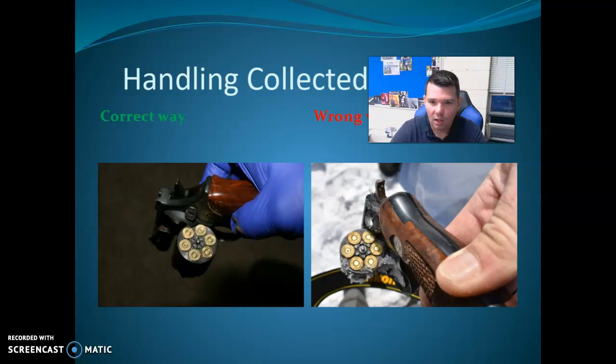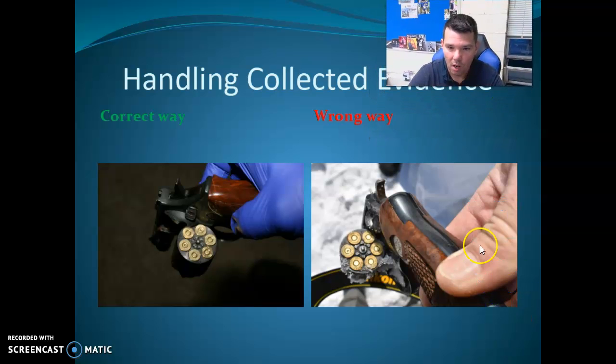So handling collected evidence. So obviously, the wrong way. Why is this wrong? I'll let you think about it for a second. Oh, spoiler alert. There are no gloves. Again, transfer of DNA, Locard exchange. So when you're at the crime scene and you're handling evidence, you want to make sure you're wearing proper equipment to protect the integrity of the crime scene.